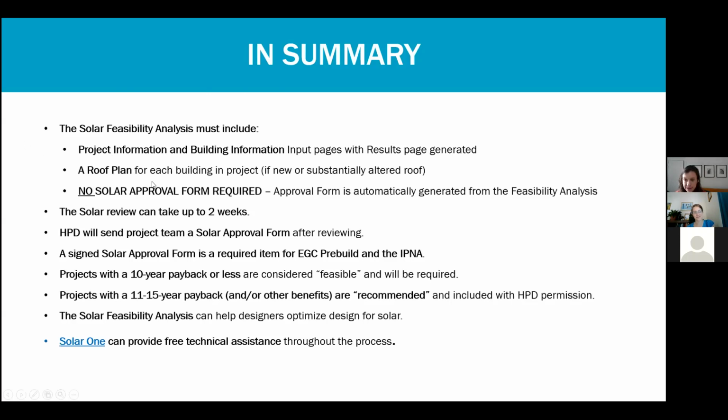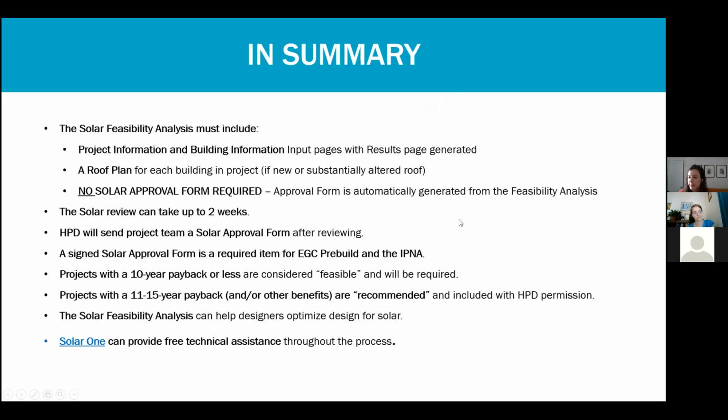And then a roof plan is required for each building, showing us where either the roof space is or the solar design if you have one. Just a reminder that you no longer need to send us the pre-filled solar approval form the way we used to do it. Now that's going to be automatically created on the back end. So all you have to worry about is the solar feasibility analysis pages. And just keep in mind the review can take about 2 weeks. And you usually will hear from Solar One in that time if there are any questions. Otherwise, we'll turn it around and get you your approval form.